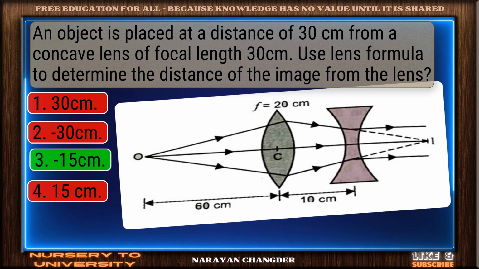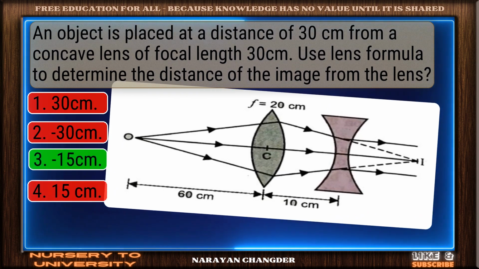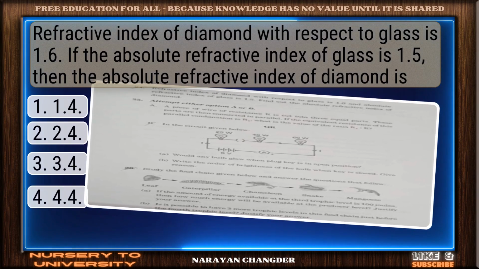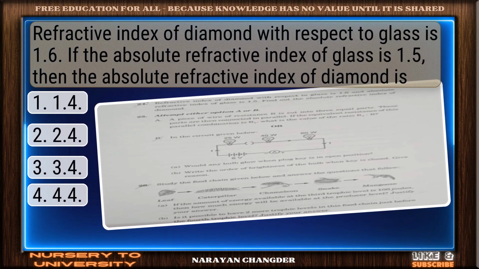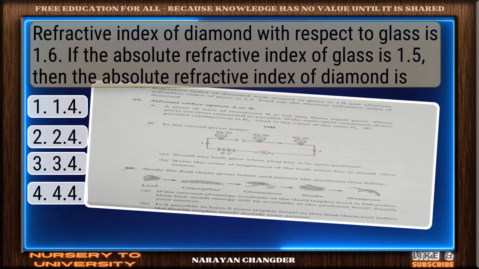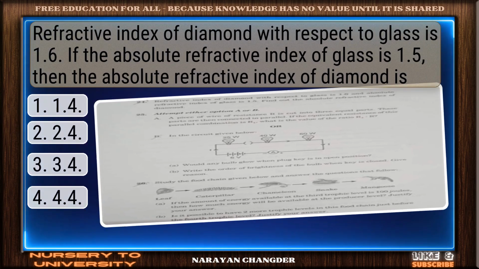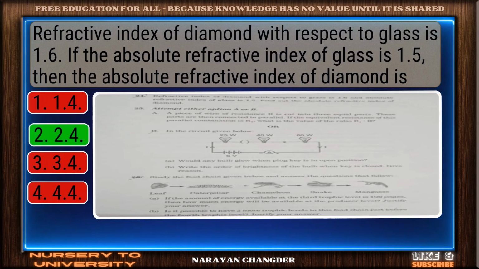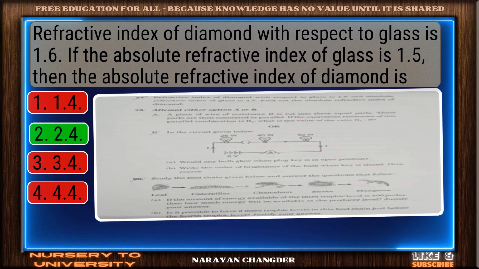On track, 15 cm is the correct answer. Refractive index of diamond with respect to glass is 1.6. If the absolute refractive index of glass is 1.5, then the absolute refractive index of diamond is... Good job, 2.4 works well here.